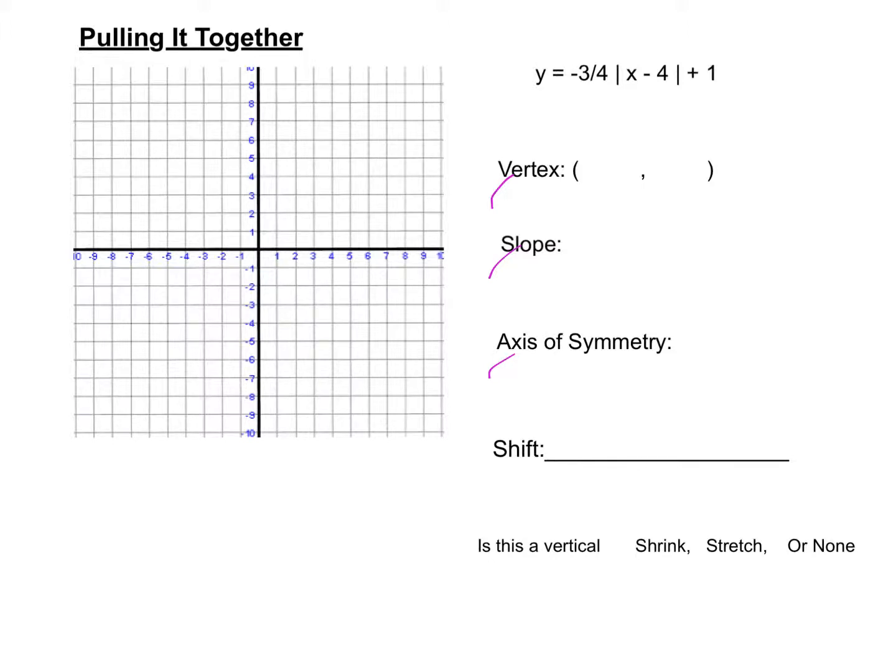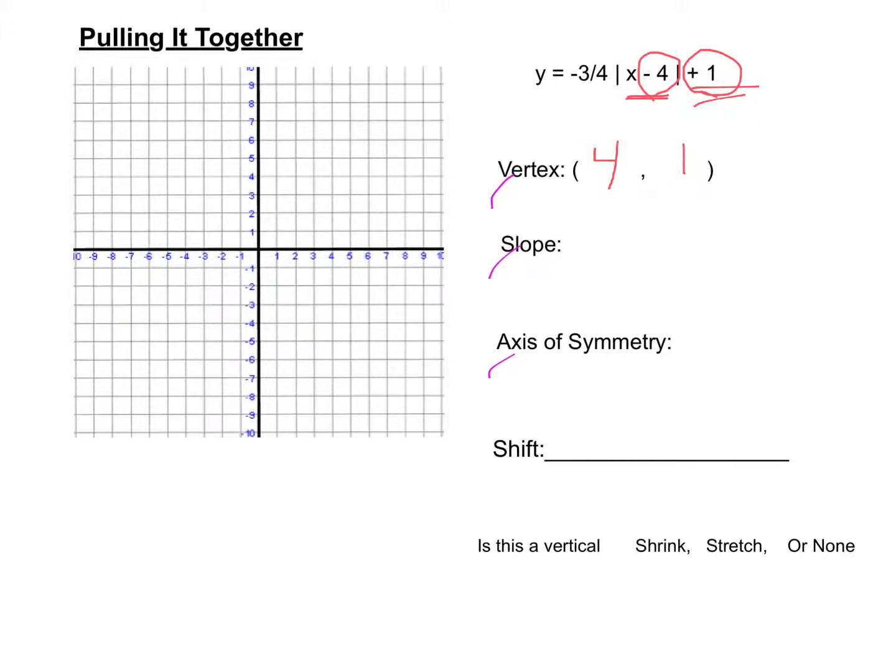Now remember, folks, it's just looking at these two numbers right here. When I look at those two, remember I'm going to take the opposite of this one, so it's going to be positive 4 here. And we're just going to grab this one right here, so that's going to be positive 1. So my vertex is 4, 1. I'm sorry, not my slope.